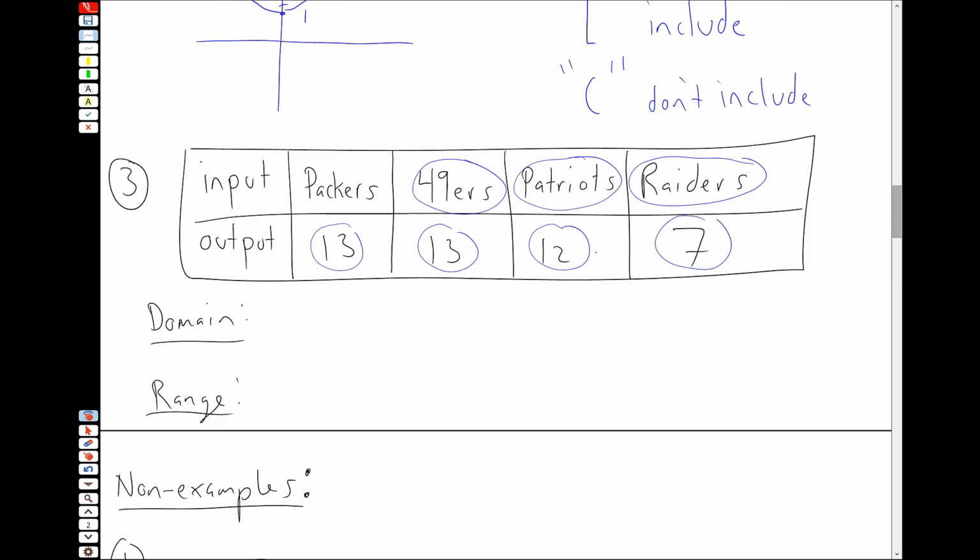Now, what's our domain in this case? Our domain, and again, I'm going to use set brackets: Packers, 49ers, Patriots, and Raiders. Okay, what's our range? So again, remember, range is our output. What are we actually getting? In this case, we have 7, 12, and 13.